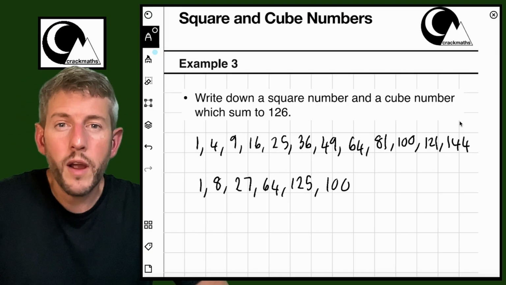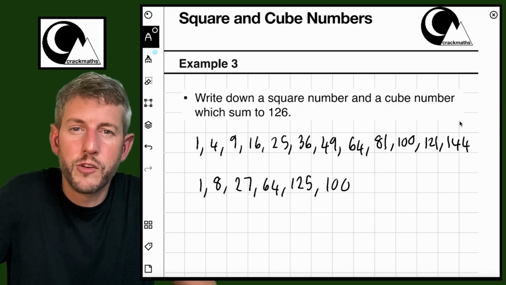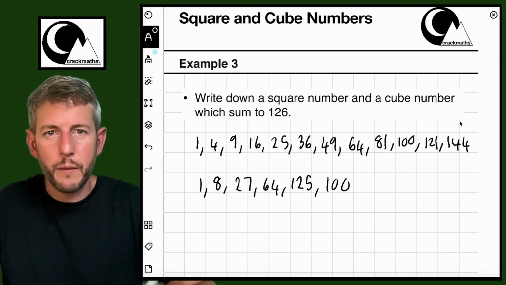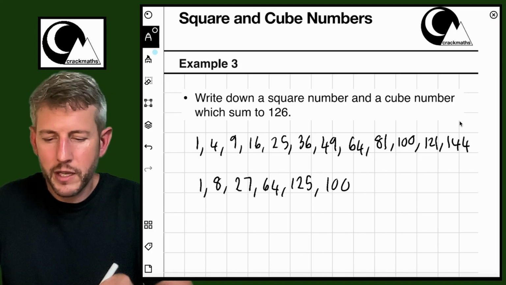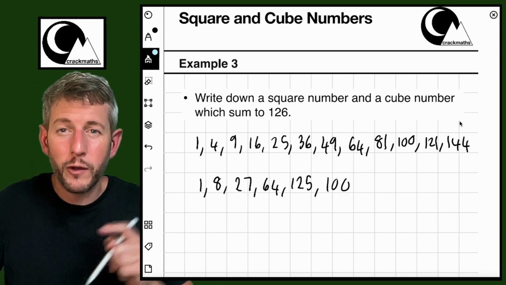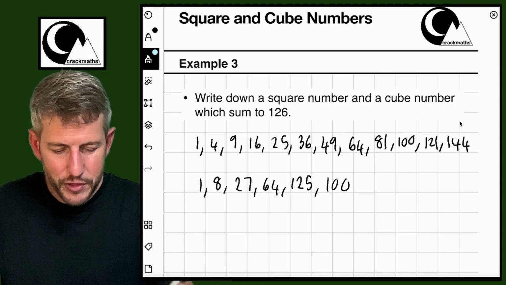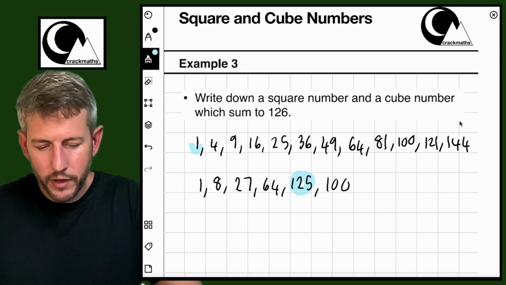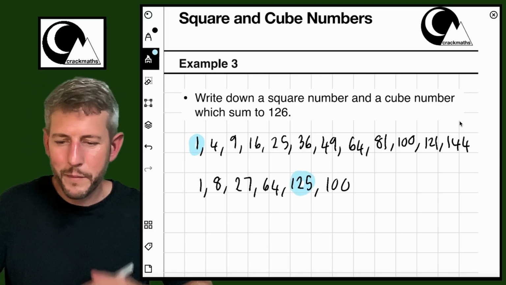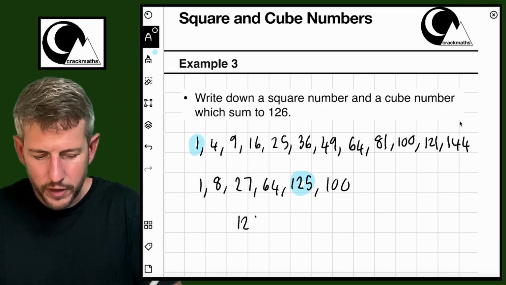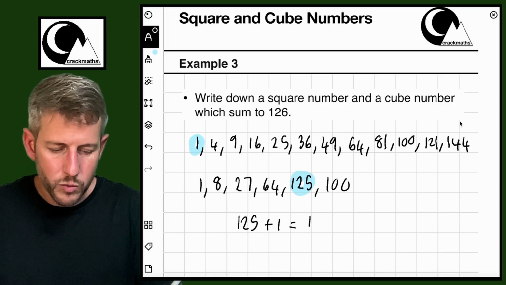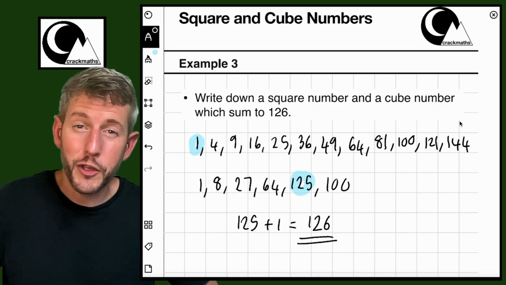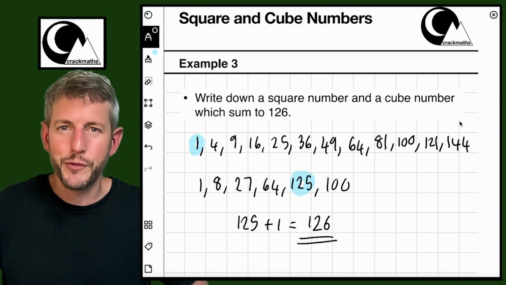So write down a square number and a cube number which sum to 126. The answer is within one of these and one of these. And I think I've spotted it. If you want to have a go and think a bit longer, pause here. But otherwise, I'm just going to give you the answer. I think the answer is going to be 125 and 1, because 125 add 1 equals 126. So we've done it. We've got the square number and the cube number that add to give 126.